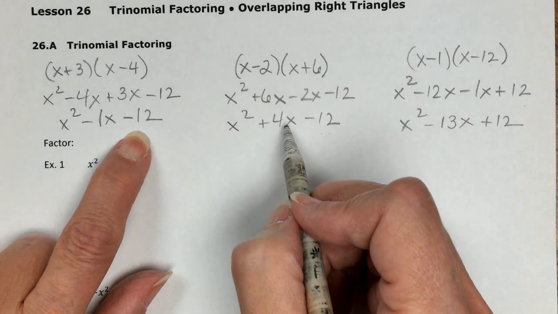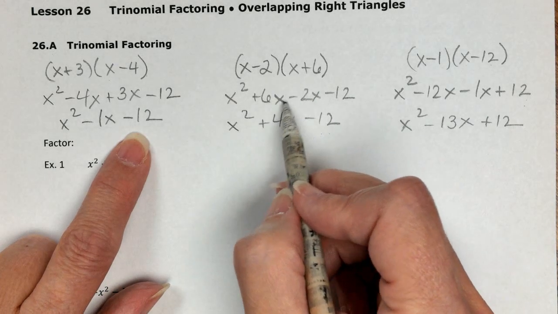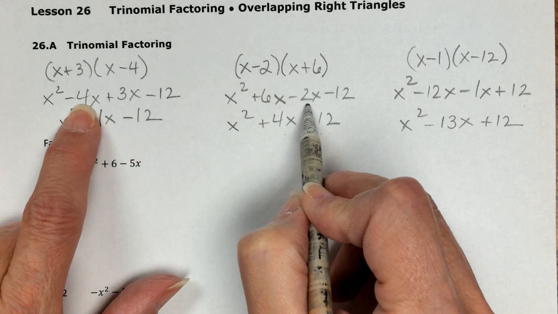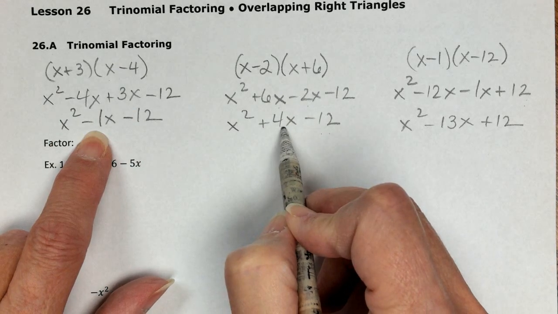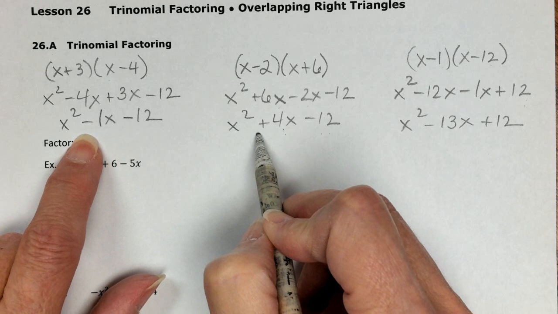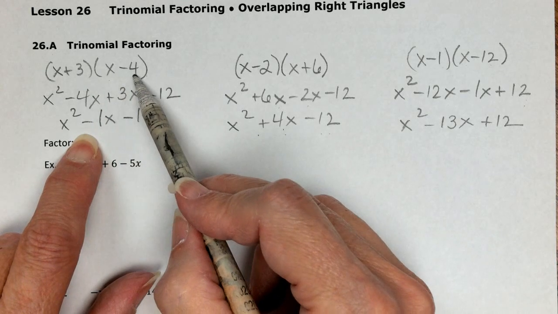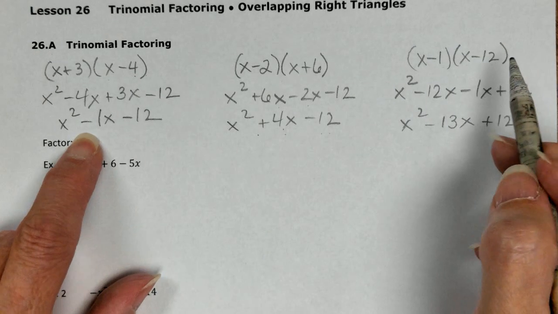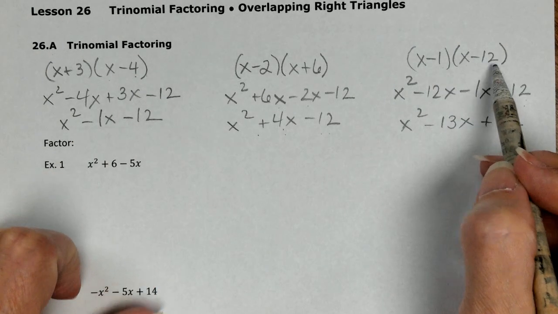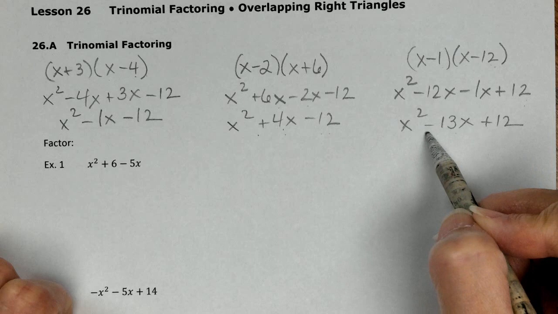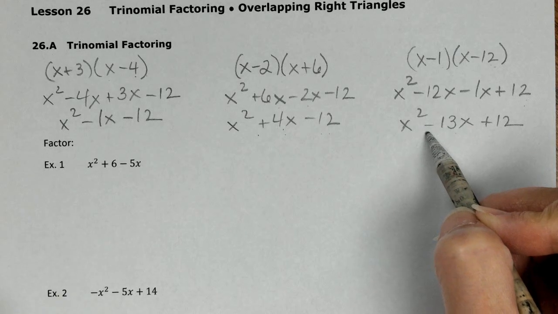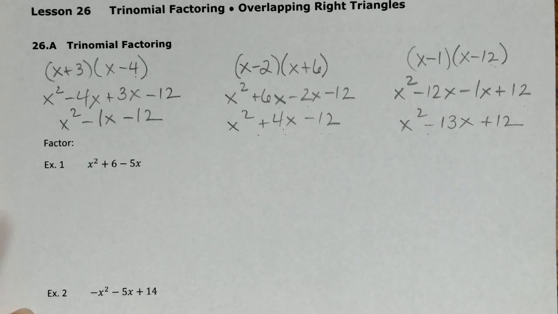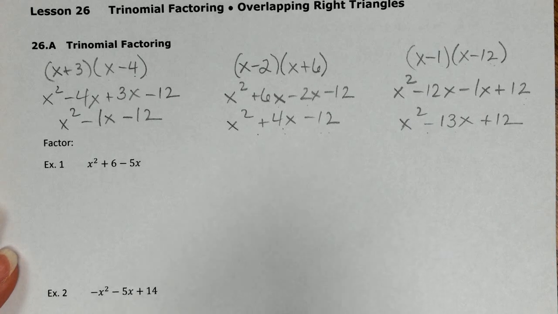For the middle terms, because those were opposite signs, we end up subtracting. And the sign matches the sign of whichever one was larger. The absolute value is larger. Over here where they're both negative, of course they're the same sign, so we add and keep the sign. Okay, so we're going to use those patterns for when we factor.